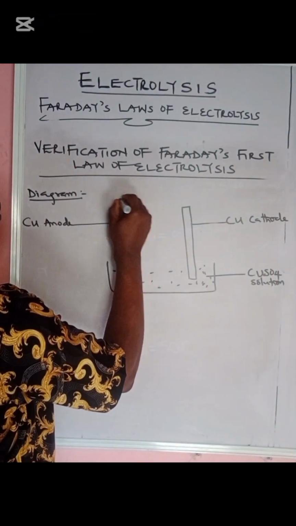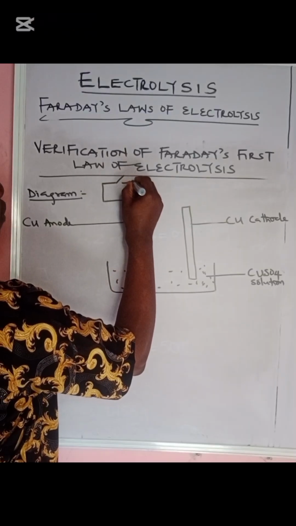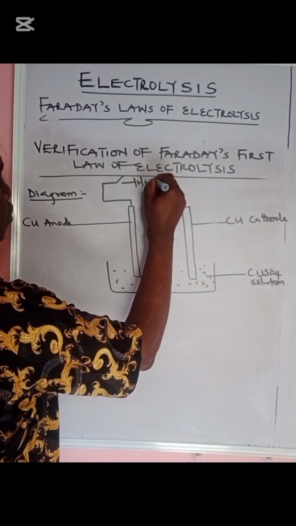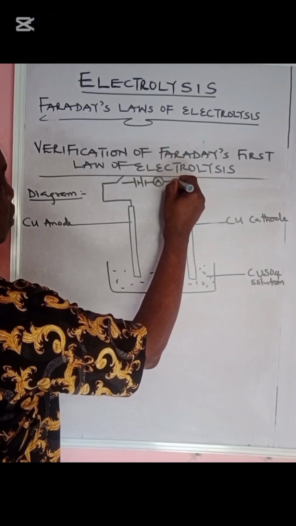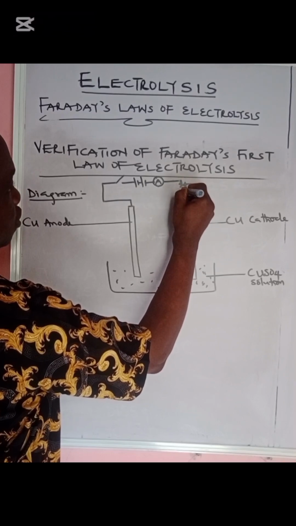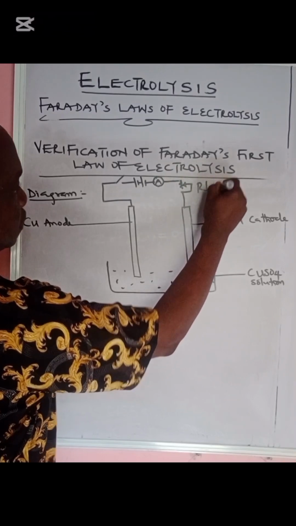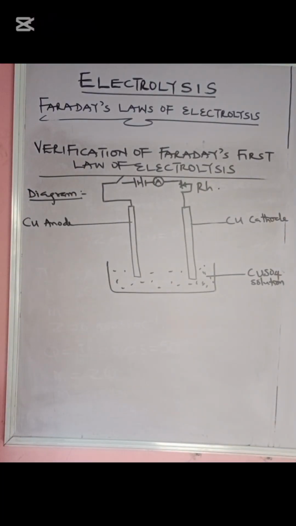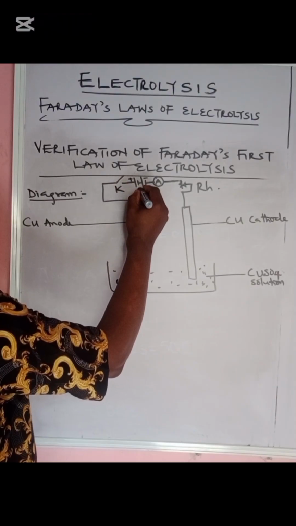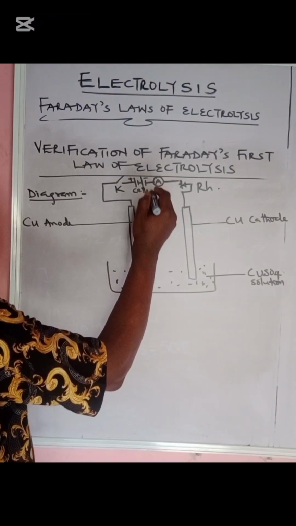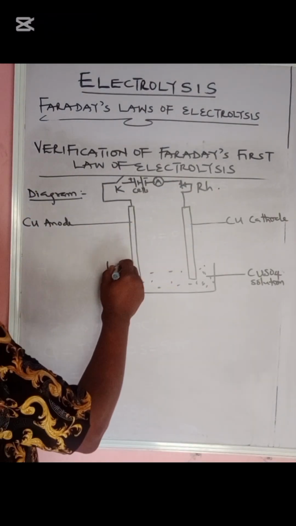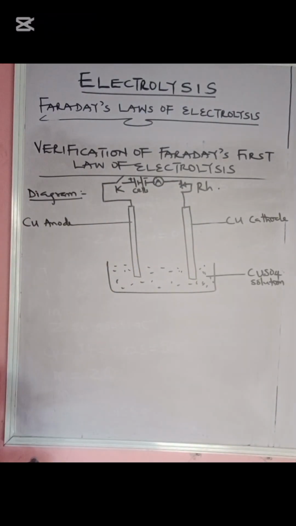We have the source, we have the ammeter, we have the rheostat. That's the diagram. Plus, minus, this is the key. This is cells or battery. This is ammeter and the rheostat. That's the experiment. Then explanation of this experiment.